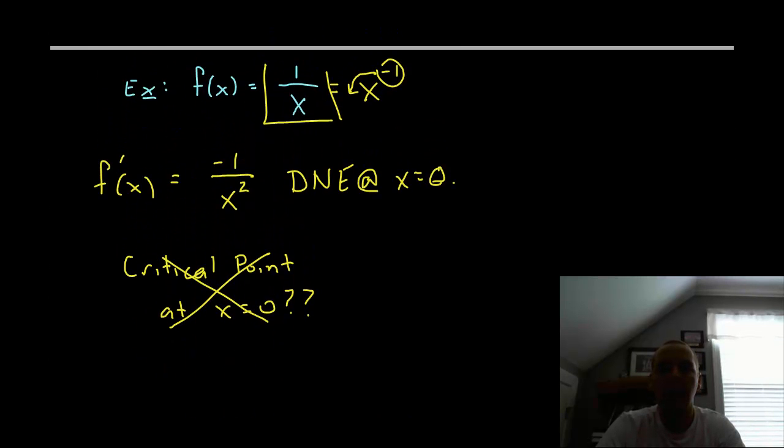I'm sure we all know the graph of 1 over x. It kind of looks like this. You actually have an asymptote at x equals 0. So it's not a critical point or a critical value because the original function wasn't defined there.